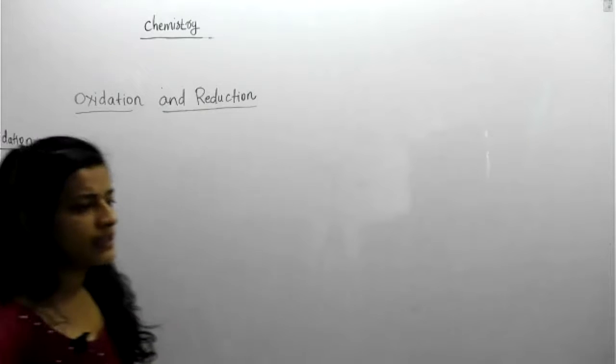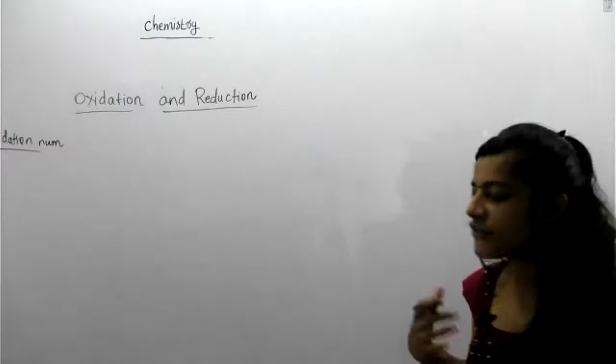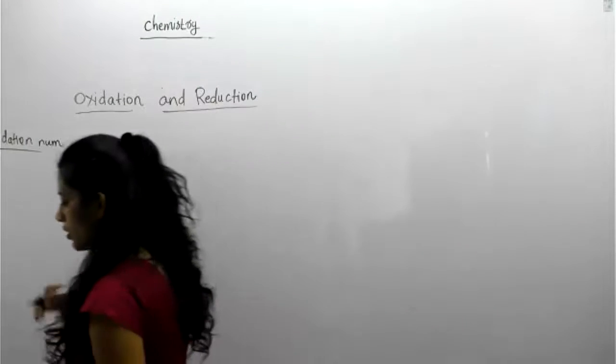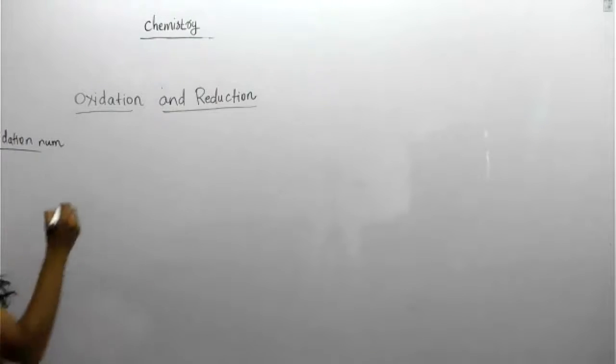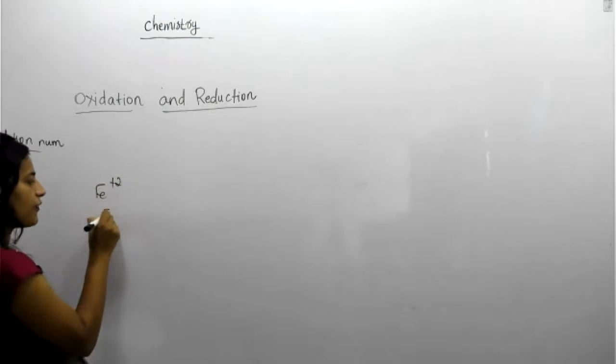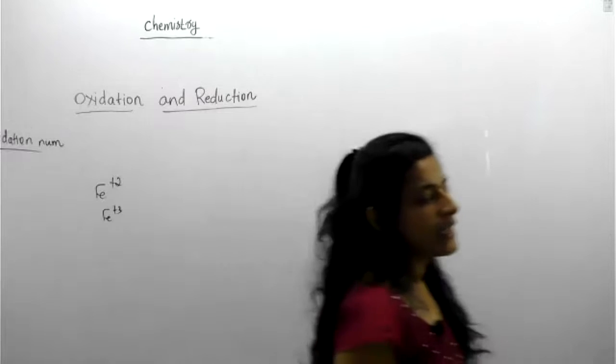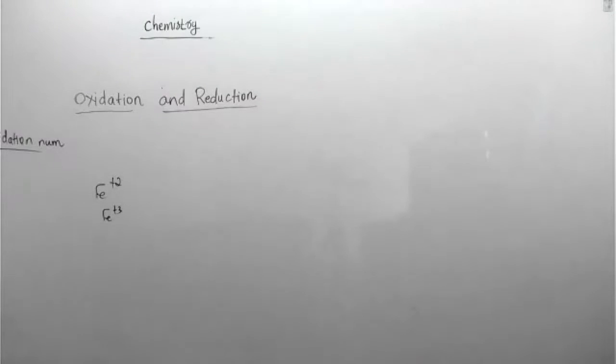Some elements, suppose iron, will show different oxidation numbers also. So there are the ferrous ion and the ferric ion. Ferrous ion is Fe plus 2, and ferric ion is Fe plus 3. So we can say that it can show variable oxidation states also. That is also a possibility.